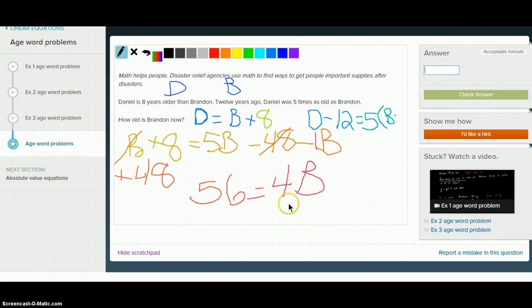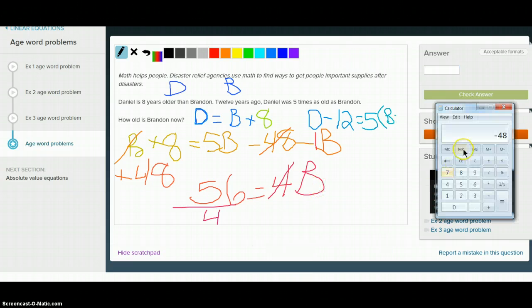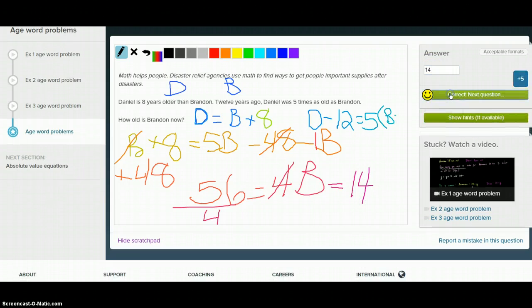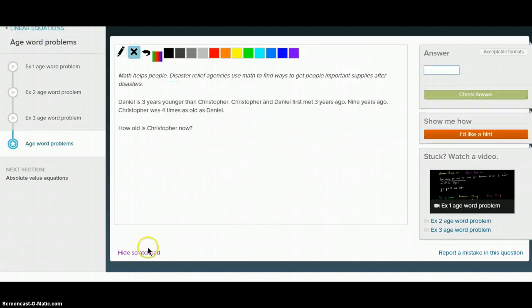So we're going to divide both sides by 4, and this goes away. Alright, so 56 over 4 is going to be Brandon's age. And I'm sure that will simplify a little bit. 56 divided by 4 is 14. So Brandon's age is 14. So let's put that in the answer box. And we got it correct.